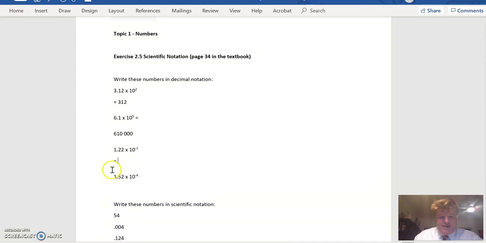Now we move into where we've got a negative index, by 10 to the negative 1. That means we're going to have to move the decimal place in the direction that makes it a smaller number. So that's going to be 0.122. The other way to remember it is 10 to the negative 1 is in the tenths column, which is here, so 0.122.